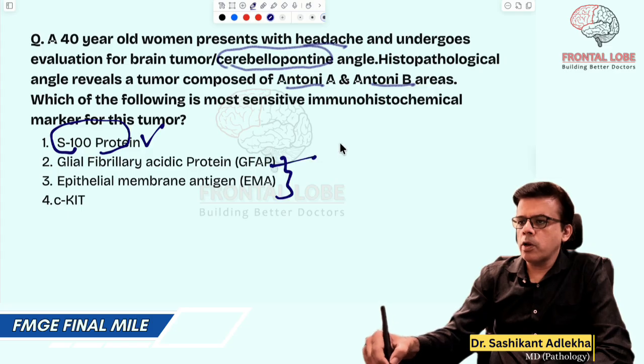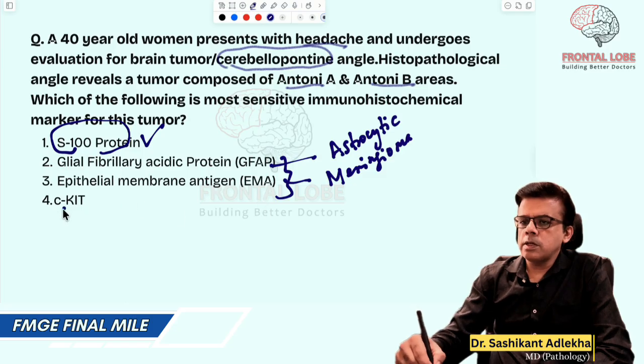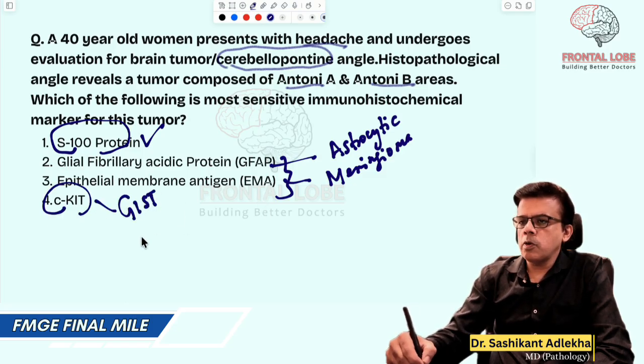GFAP is more characteristic of astrocytic tumors, and EMA is characteristic of CNS tumors like meningioma. Apart from that, it may also be present in many of the epithelial tumors elsewhere. C-KIT is characteristic of GIST, seminoma, dysgerminoma, and some other tumors, but it is not a part of schwannoma or neurofibroma. So here it is schwannoma.